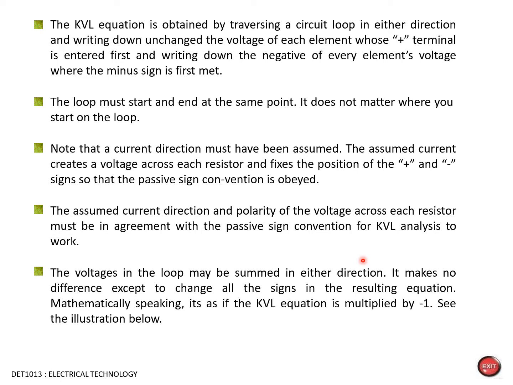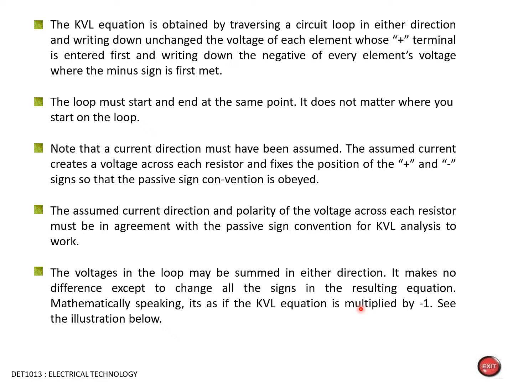What is that? KVL says that the algebraic sum of the voltages is equal to 0. So it should obey that. The voltages in the loop must be summed in either direction, that is from top to bottom or bottom to top, or left to right or right to left. In any way it can be done. It makes no difference except to change all the signs in the resulting equation. So except for a change in the symbol, whether it is plus or minus, that's it.